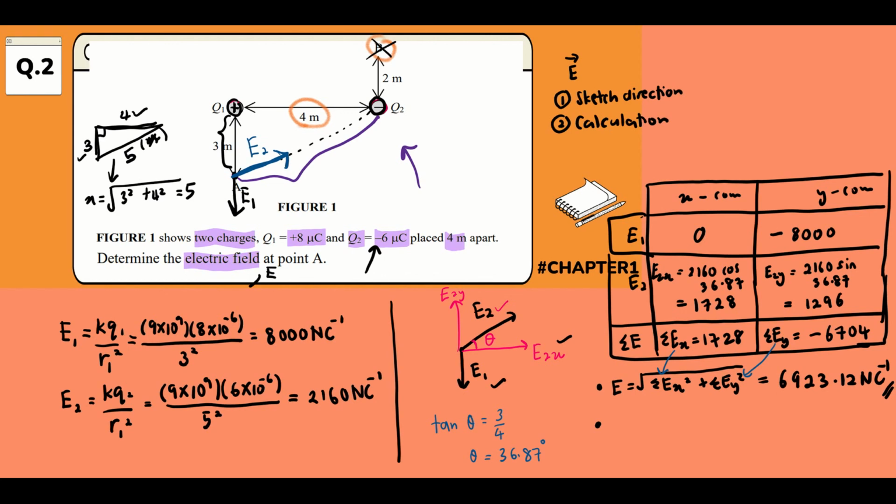And you also need to find the direction. For the direction, we use tangent theta is equal to the summation of Ey over the summation of Ex. So theta is equal to, again, please substitute the values, and you will get 75.55 degrees. And you have to state the position: it is below the positive x axis.